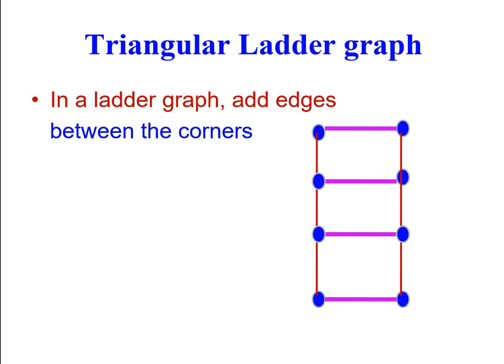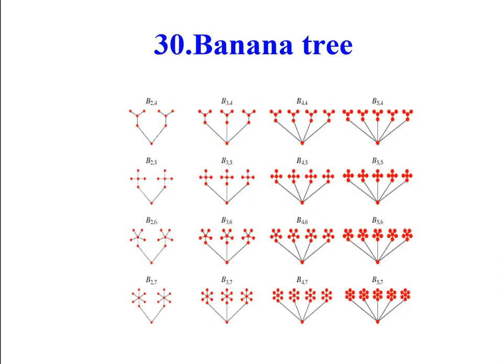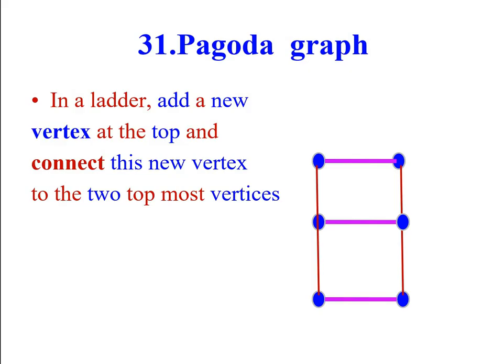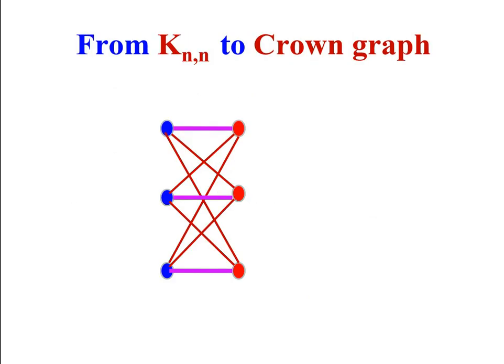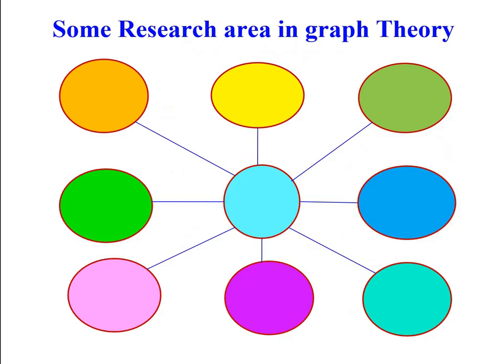Triangular ladder. In a ladder graph, add edges between the corners. Then caterpillar graphs, banana tree, pagoda graph. In a ladder, add a new vertex at the top and connect this new vertex to the topmost vertices. So you have pagoda graph. Then from K_n,n to crown graph, how do we get? From K3,3, remove the corresponding edges. So these are some of the crown graphs.